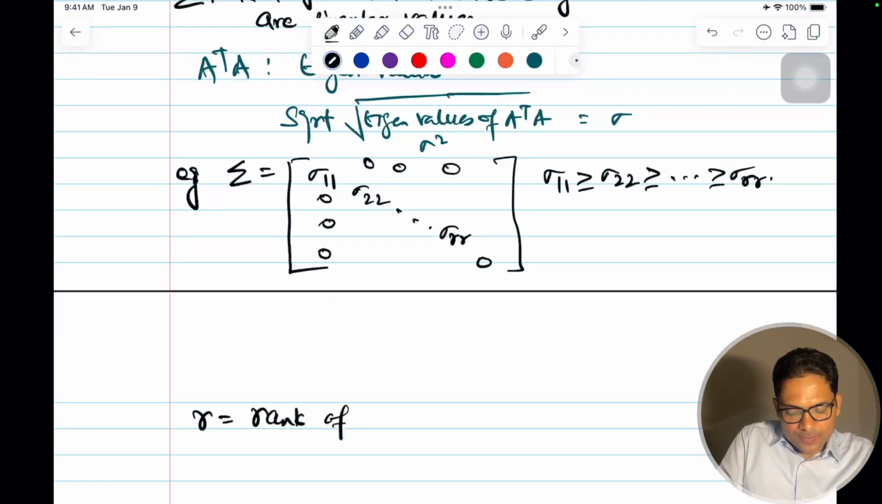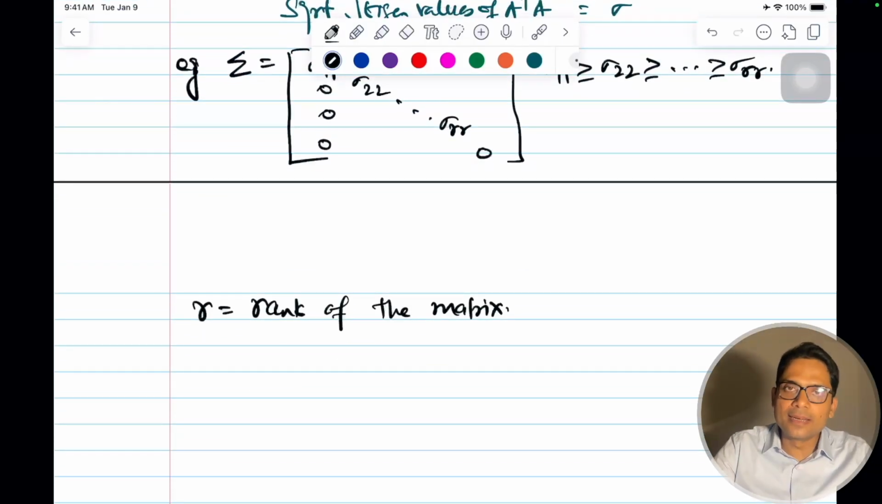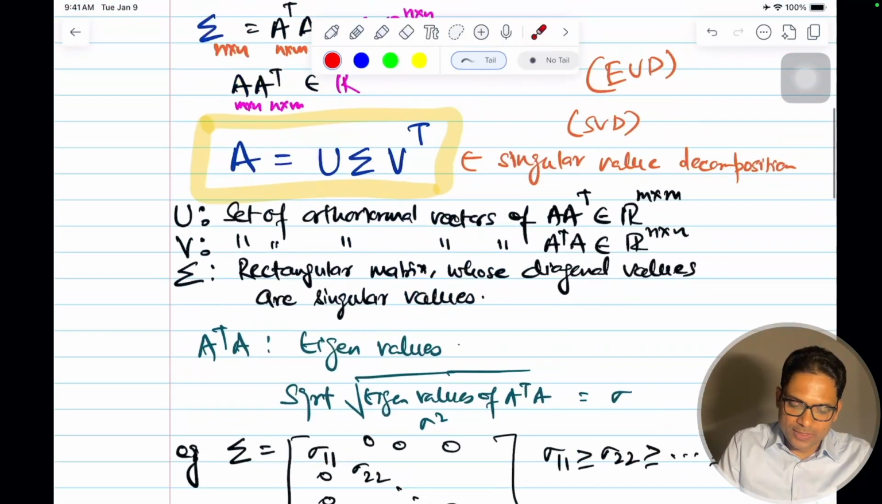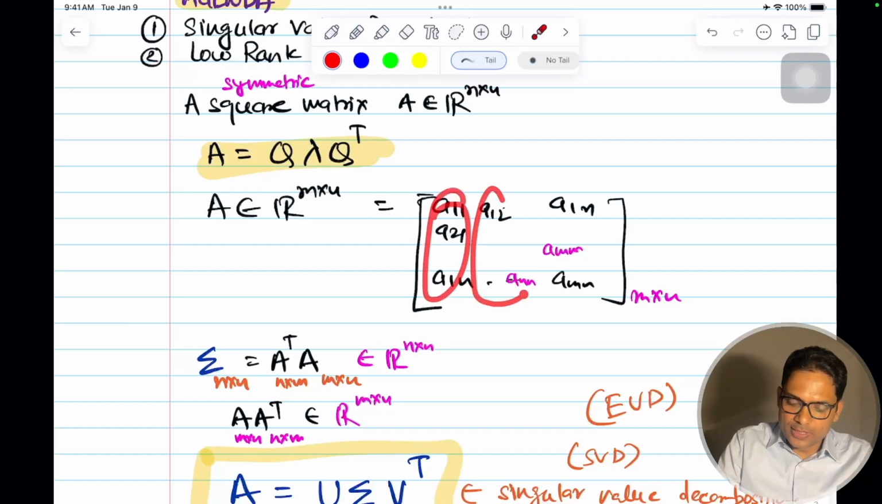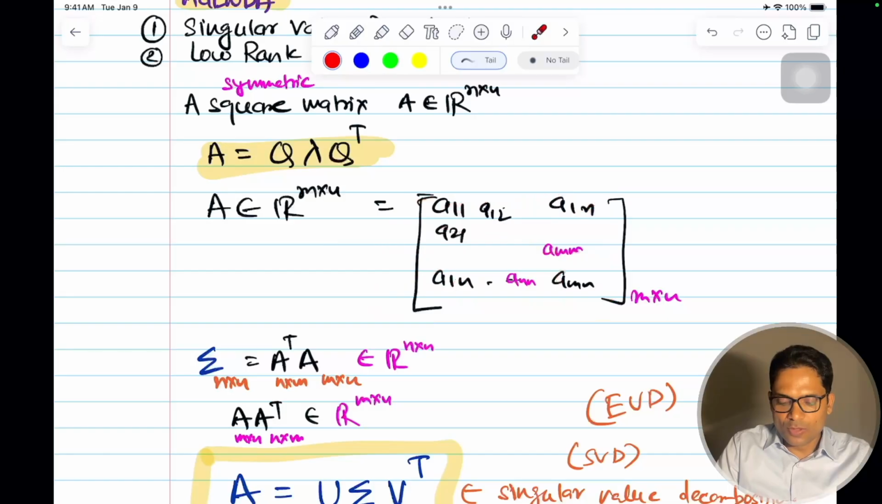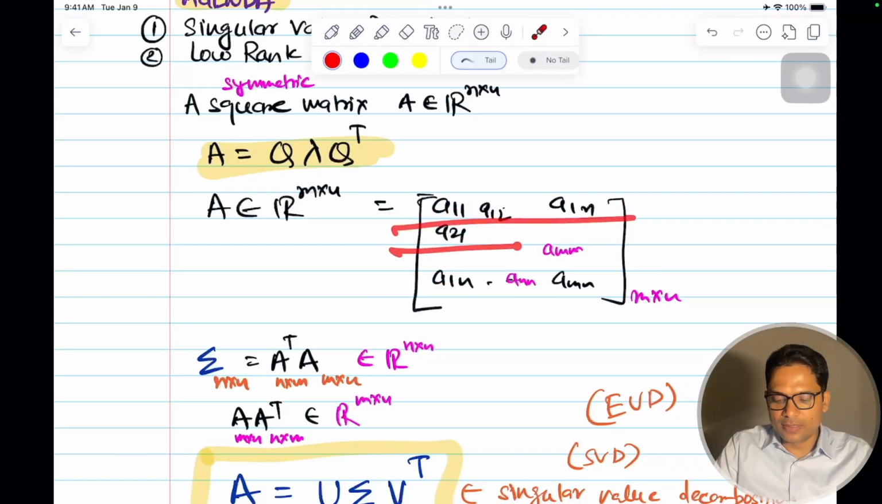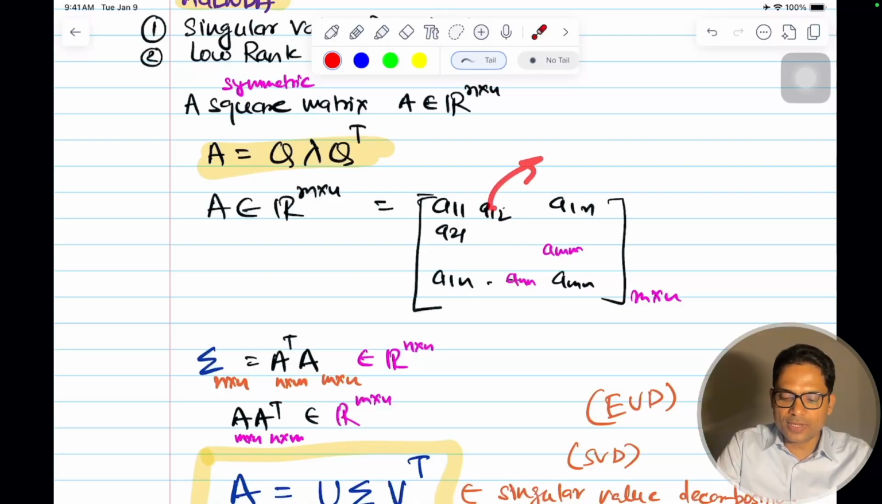the rank of the matrix. You remember the rank of the matrix? It is nothing but the number of linearly independent vectors of the matrix. So if you consider this matrix here, all the columns, or all the rows, can be considered as individual vectors. So the number of linearly independent vectors in this matrix is the rank of this matrix. And when is a vector not independent? When one vector can be represented as a linear combination of other vectors.